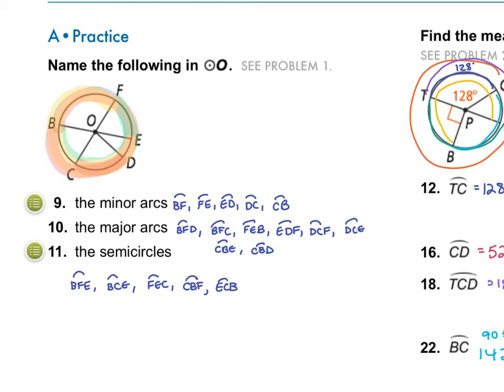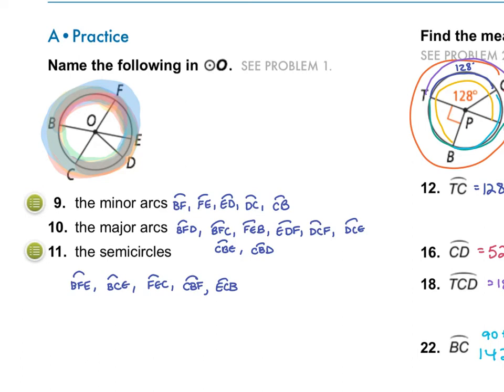Then I went to D. D around to E is a major arc. D around to F is a major arc. Then I went to C. C around to E is a major arc, and C around to D is a major arc.